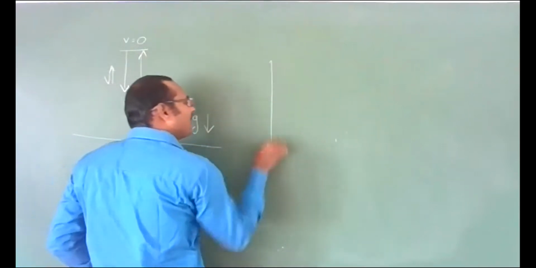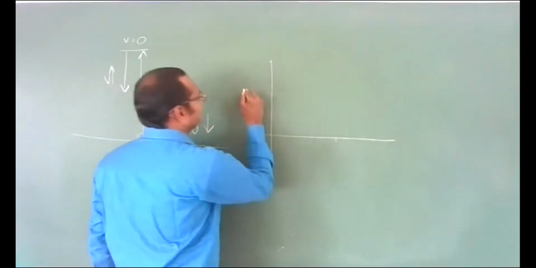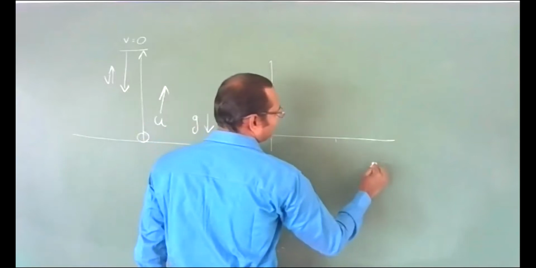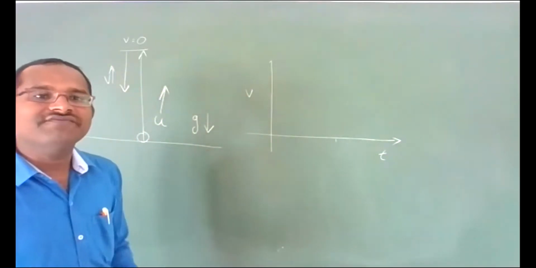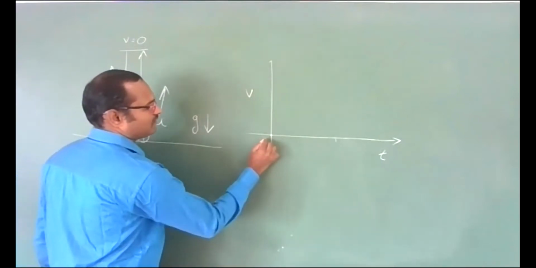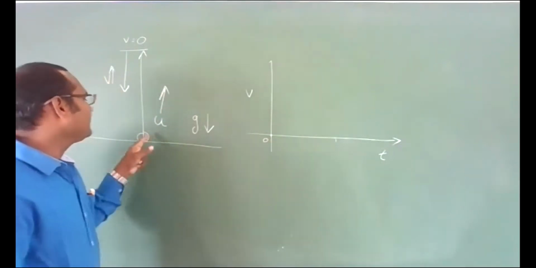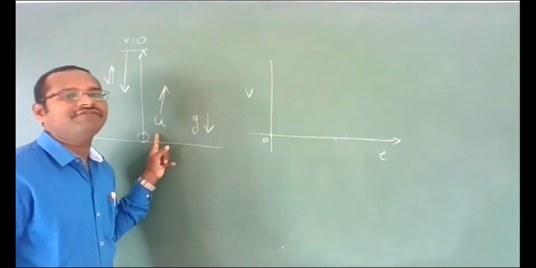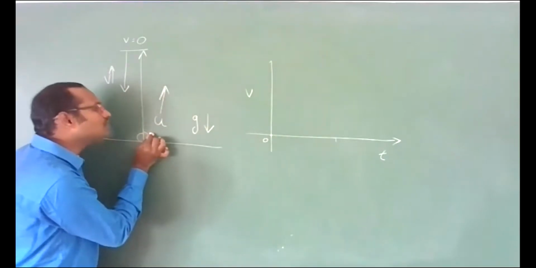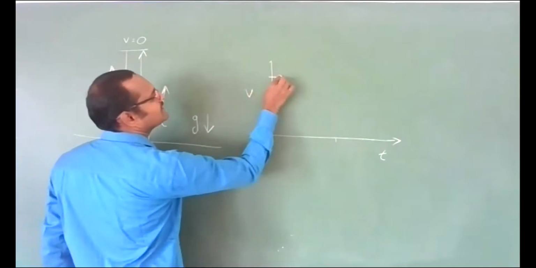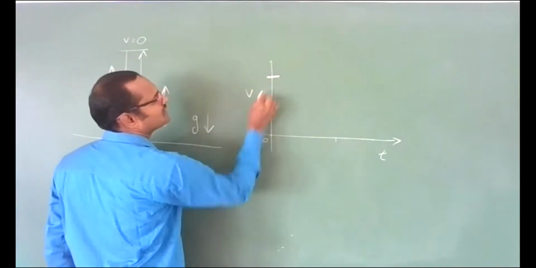I am drawing the velocity time graph. Here is velocity, here is the time axis. This is the origin. Initially, is the velocity 0? If you give 0 velocity to this body, it won't go up. So you should give some initial velocity to it. Let us imagine that we have given some initial velocity.